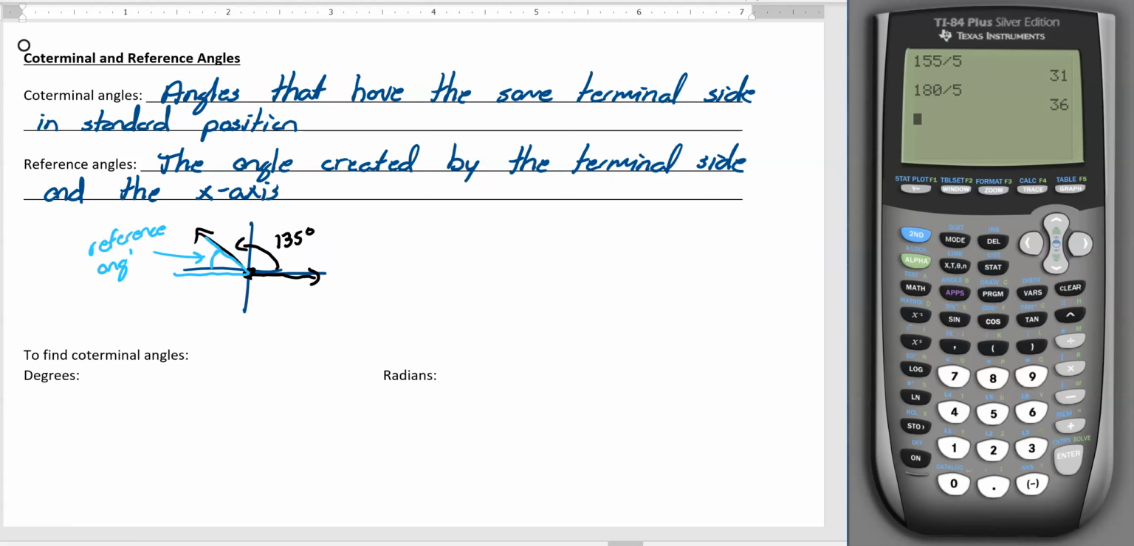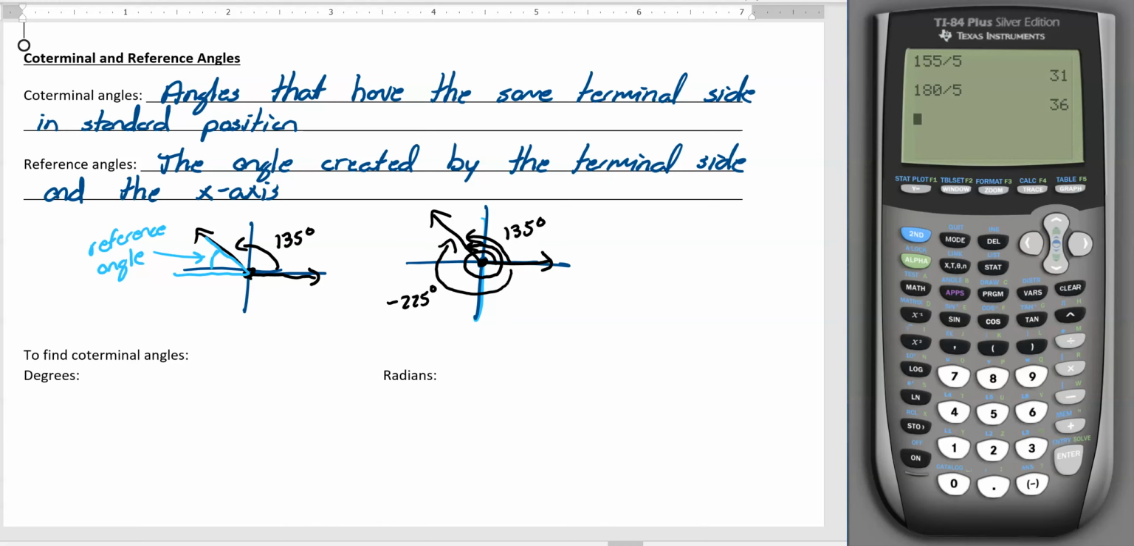Now, a coterminal angle, let's do this on a different coordinate plane. Let's say we have an angle, it can be 135 degrees again. If I have a negative angle that goes to that same spot, that'd be negative 225 degrees. That would be a coterminal angle. So 135 and negative 225 degrees are coterminal angles. I also could have an angle that is more than 360 degrees. It's an additional rotation. That would also be coterminal, so long as it ends at the same spot.